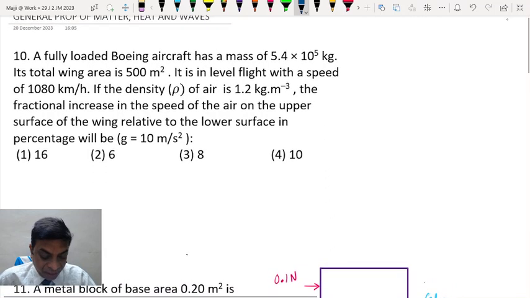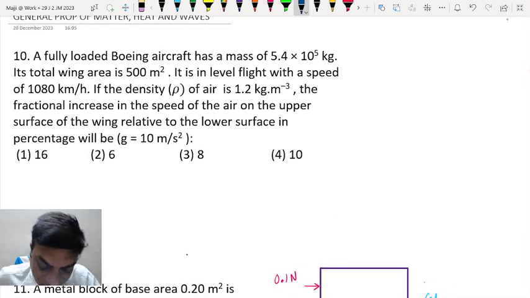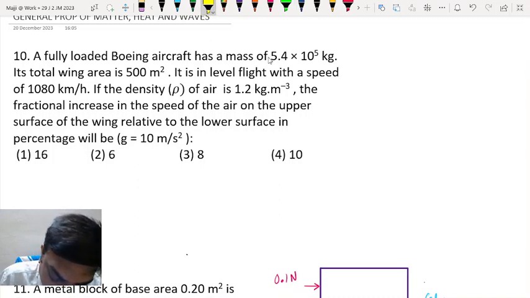As you can see, a fully loaded Boeing aircraft has a mass of this much. Mass of the aircraft is given. Total area is also given. It is in a level flight. Level flight means moving with horizontal velocity with a speed of this much. Speed is given, density of air is given, the fractional increase in the speed of the air on the upper surface of the wing related to the lower surface.